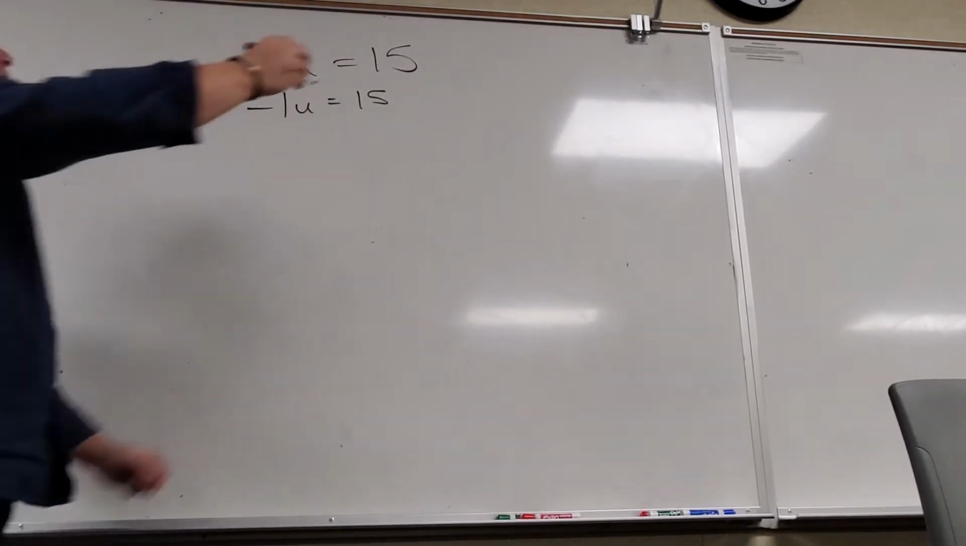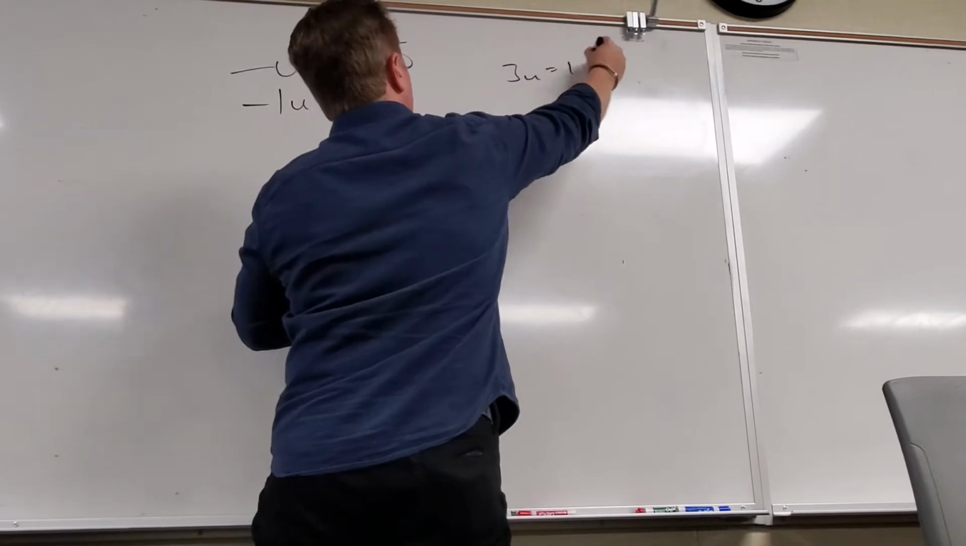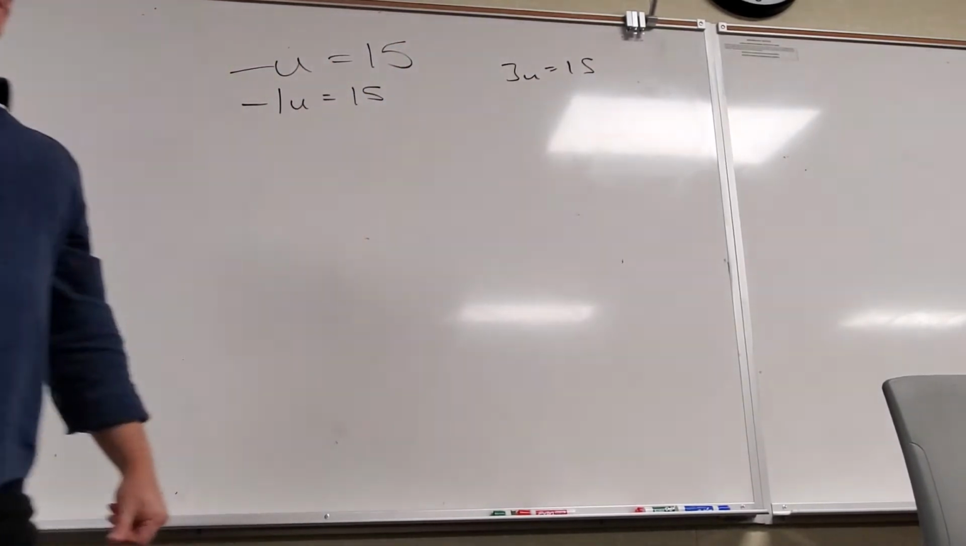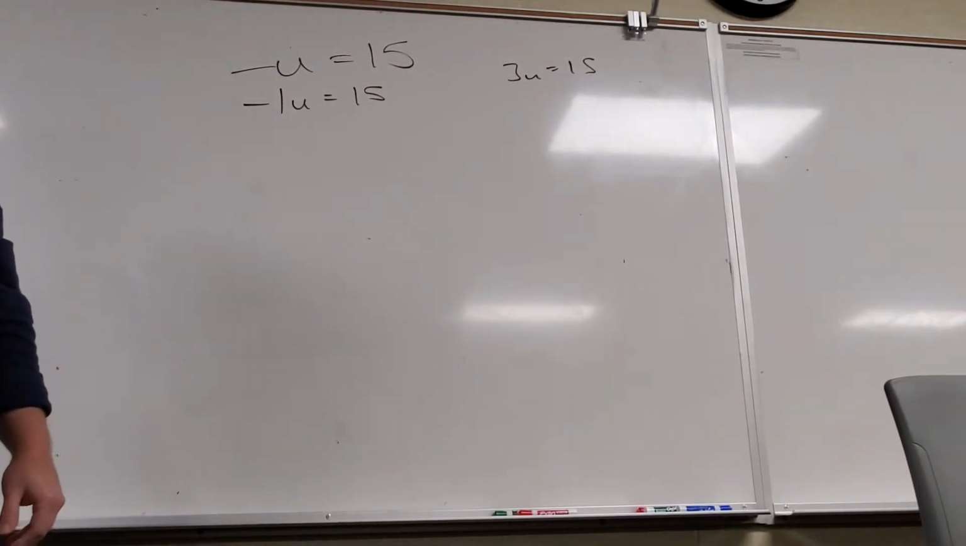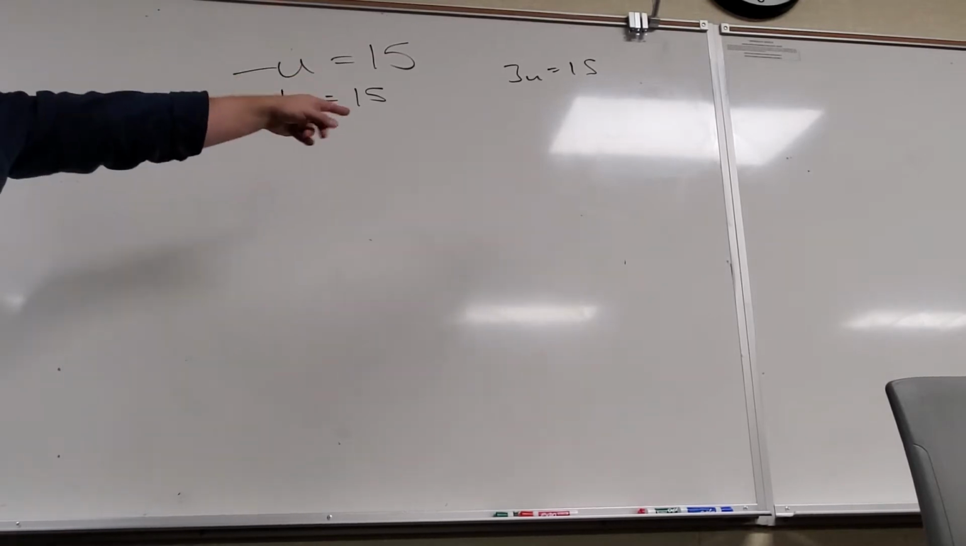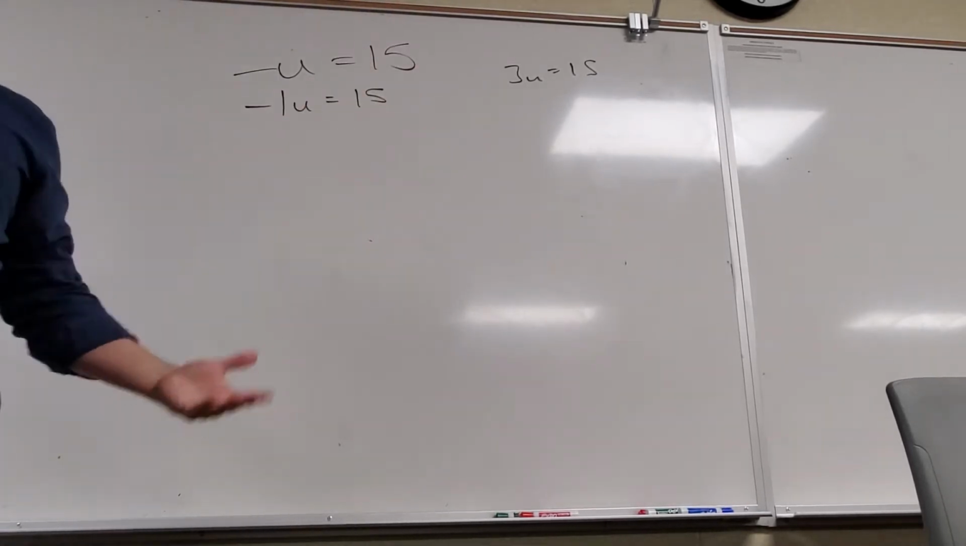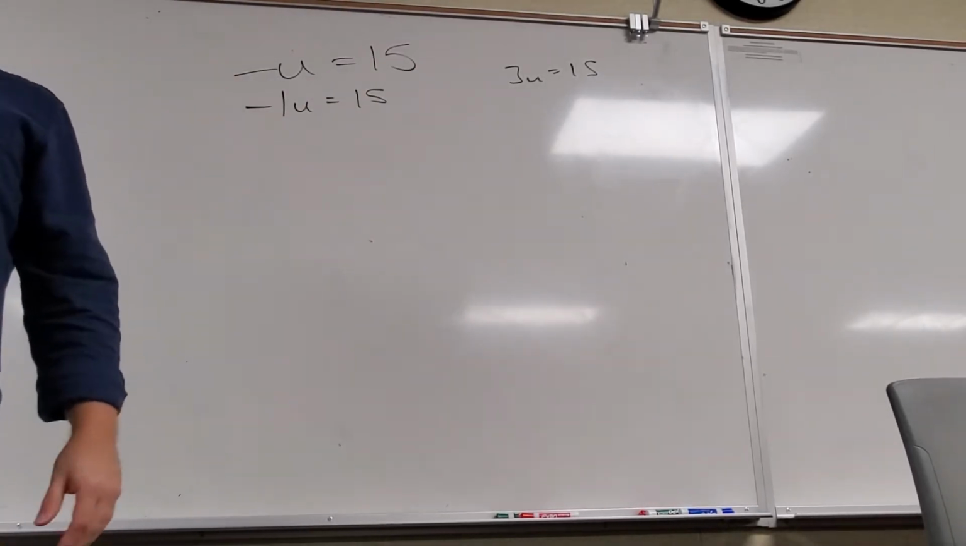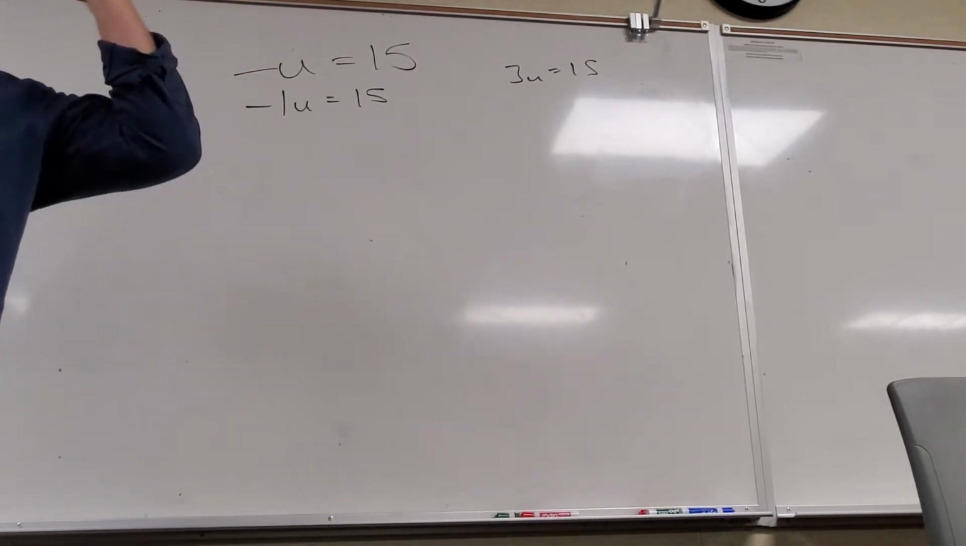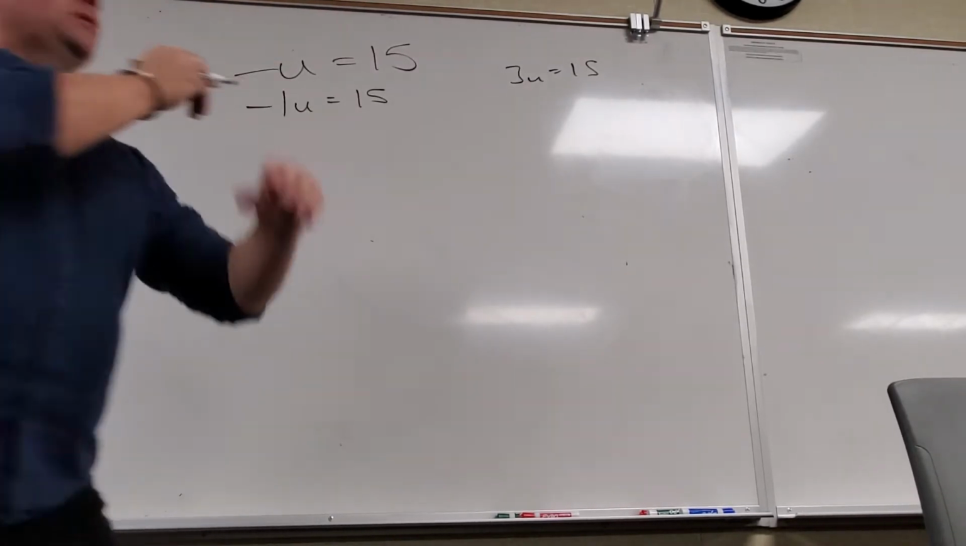So what if it was 3u equals 15? What would you do? Yeah, divide by 3. Why? Because right now it's multiplying. I don't want that thing. Let me kill it. I kill it with the opposite. I can't kill it with fire. I kill it with division because that's the opposite of multiplication.